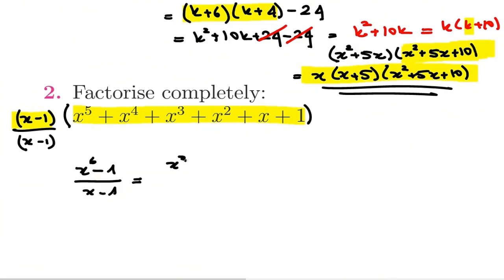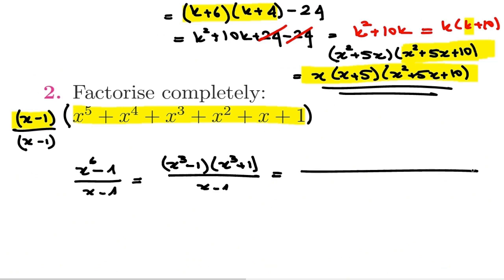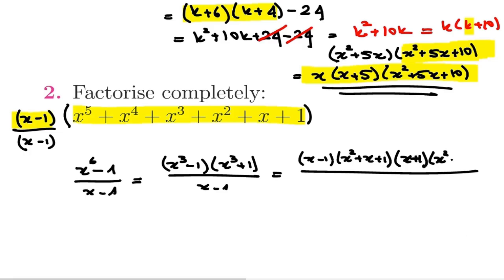How? We can factor it as a difference of squares: x cubed minus 1 times x cubed plus 1. Below there's x minus 1. Now above we factor x cubed minus 1 as x minus 1 times x squared plus x plus 1, and x cubed plus 1 as x plus 1 times x squared minus x plus 1. And below there's also x minus 1.